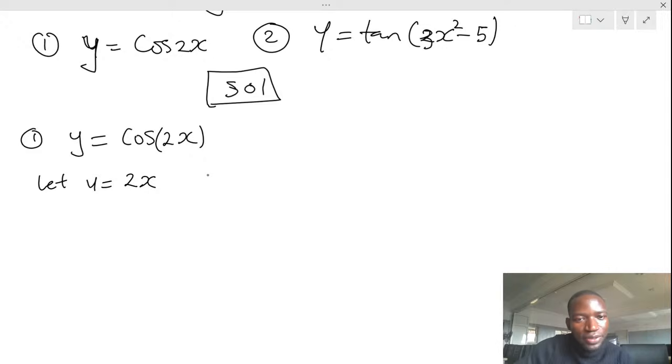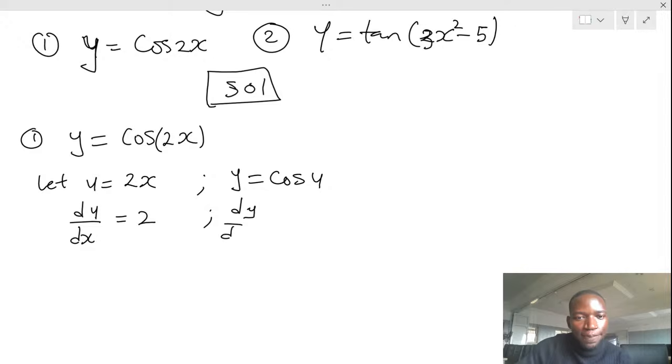If u is equal to 2x, you can rewrite your question. y will now be equal to what? Cos u, because you have replaced 2x with u. Now the next thing is to differentiate u with respect to x. Find du/dx. du/dx will give you what? 2. Then the other one is to find dy/du. Differentiate y with respect to u is going to give you what? Sine u. Sorry, minus sine u.